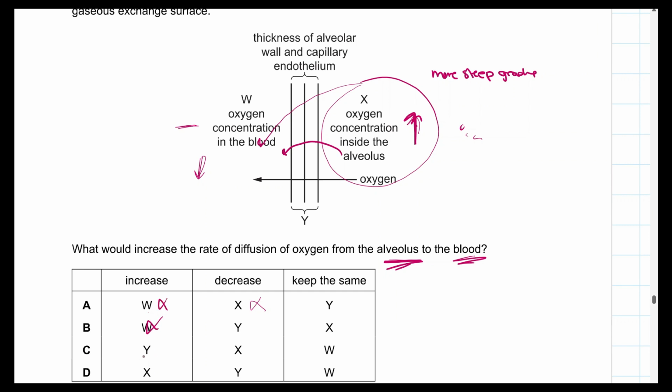For C, there's an increase in Y. Now this is totally incorrect. I want to actually decrease the thickness of the alveolar wall. And then finally here, increase X which is what we want. We want the concentration here to increase to make a more steep gradient, so diffusion could happen faster into the blood. This is correct. And decrease Y, which is the thickness, which is correct. And we might end up keeping W the same as long as we focused on these two elements. Therefore, the answer is going to be D.